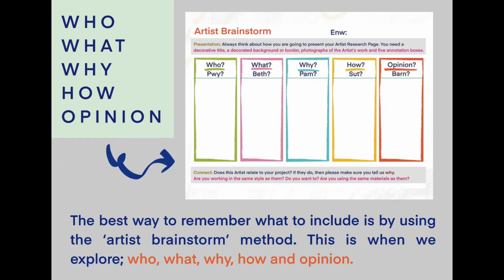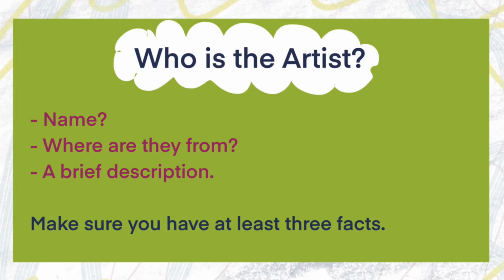So the best way to remember what to include is by using this method. This is when we explore who, what, why, how and opinion. And in the artist brainstorm lesson, I also encouraged you to use the Welsh language, so that's pwy, beth, pam, sut a barn. And I want to quickly recap over these. So who is the artist? You should include their name, where they are from and a brief description. And you should always make sure that you have at least 3 facts.